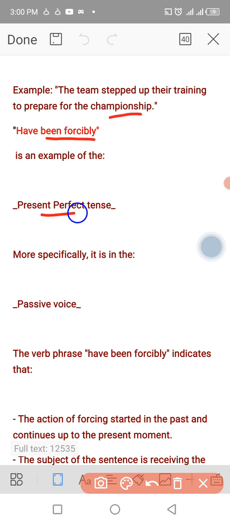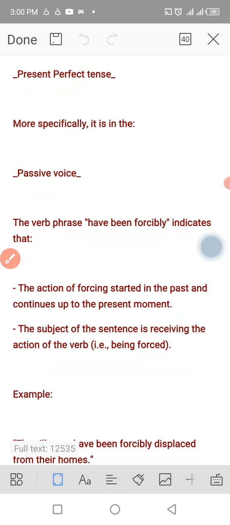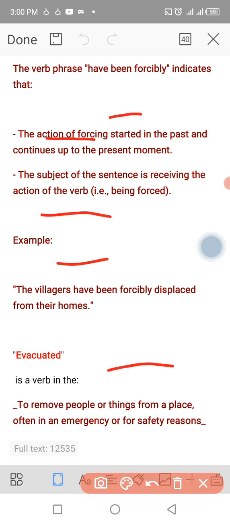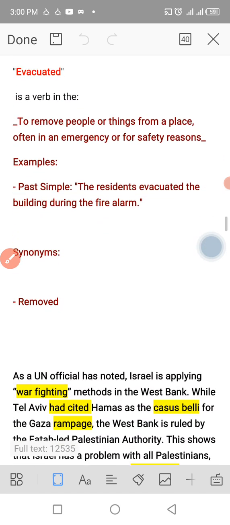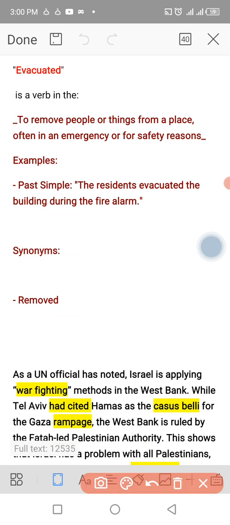"Have been forcibly" is the present perfect tense, more specifically the present perfect continuous passive, indicating that the action of forcing started in the past and continues up to the present moment. For example, the villagers have been forcibly displaced from their homes. Evacuated: to remove people or things from a place, often in an emergency or for safety reasons. The residents evacuated the building during the fire alarm.